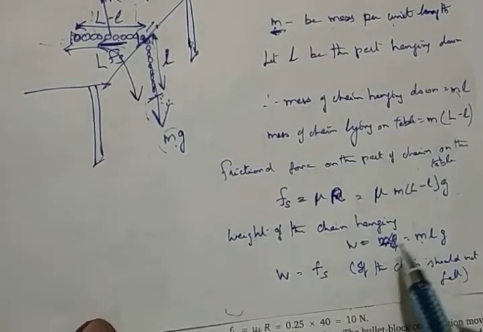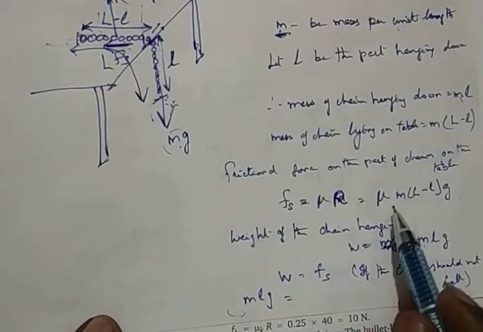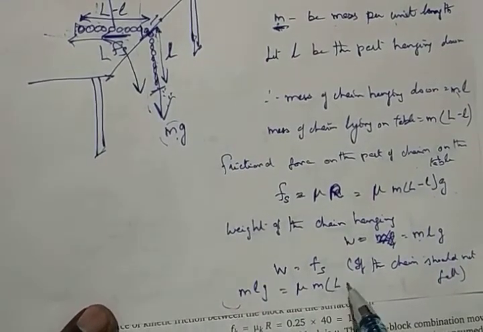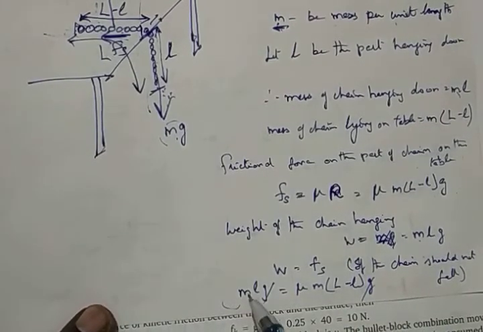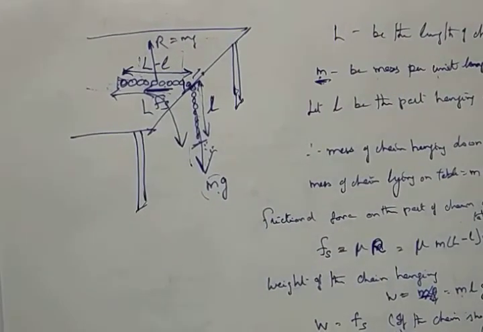So what is W? W is M L into G. What is this value? Mu into M, capital L minus small l, into G. G will get cancelled out. Mass will get cancelled out. Now you get the simple value. What is mu going to be equal to? You'll get the answer here.